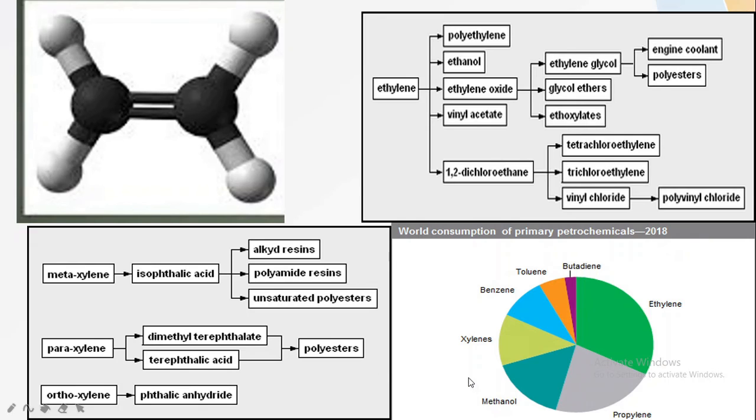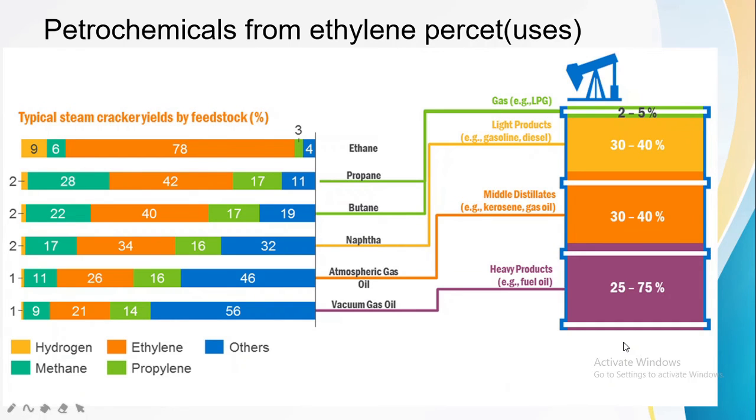World consumption of the primary petroleum products by percentages is on the right side. The petrochemicals as percentages in detail are ethane, propane, butane, naphtha, atmospheric gas oils and vacuum gas oils. These are going to be LPGs, gasoline, diesels, kerosene, gas oils, heavy products and fuel oils. 2 to 5% are the LPGs, 30 to 40% is gasoline and diesels, 30 to 40% is kerosene and gas oils, and 25 to 75% is heavy products, the fuel products.